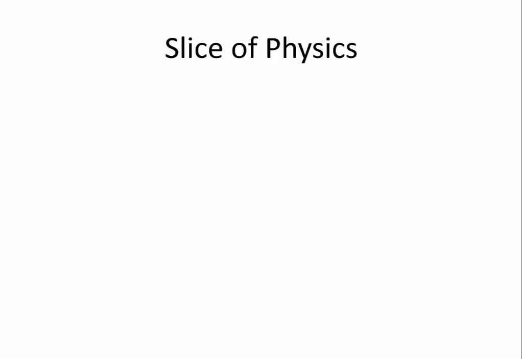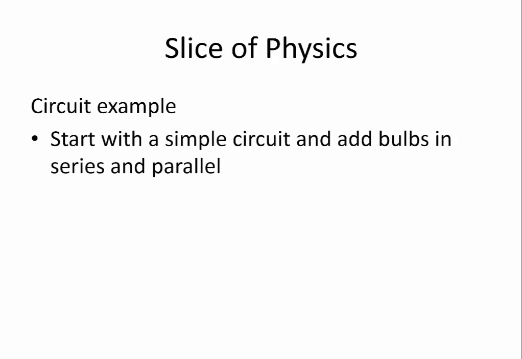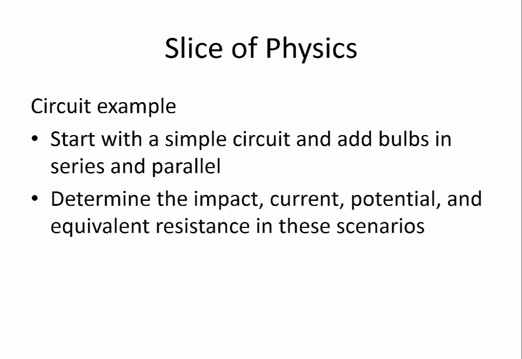In this slice of physics, we're going to look at another example of a circuit. We'll start with a simple circuit with a single bulb and a battery, and then we will add another bulb to it in series and then in parallel, and study the effects of adding this additional bulb as to how it changes the current, the potential difference across the bulbs, and the equivalent resistance of the circuits.